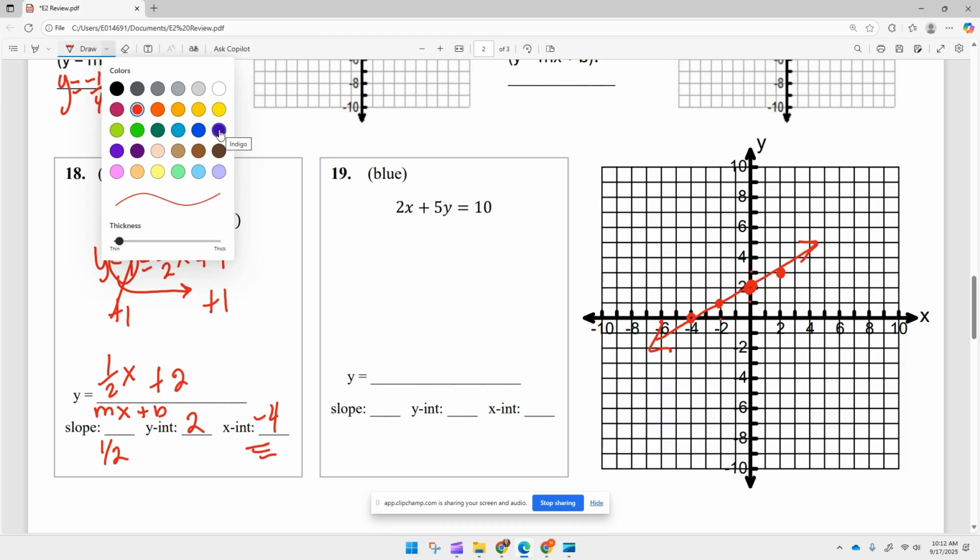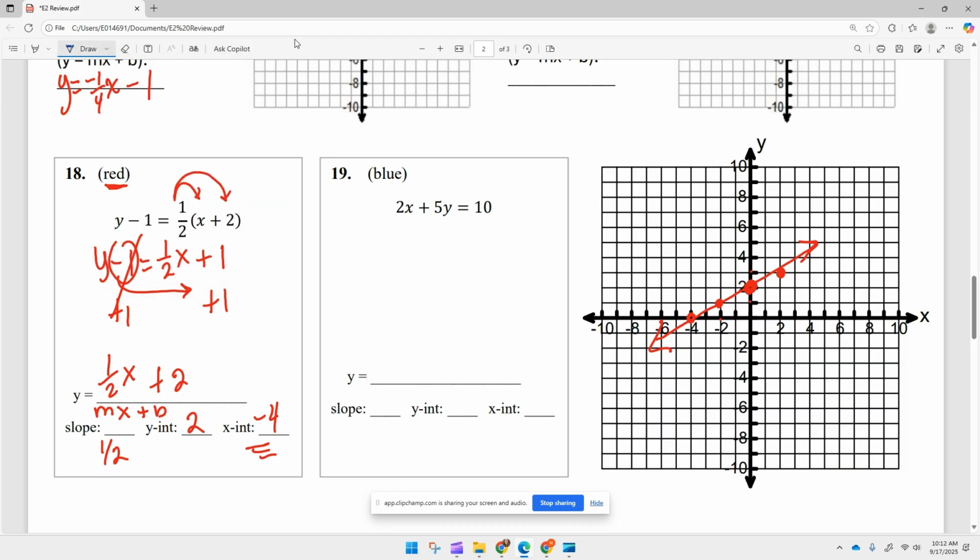Now they want us to do it in blue for the next one. So the next one is in standard form. There's a couple ways that we can handle this. We could do this by finding our x and our y-intercepts. Do you remember that? So I'm going to do that on this one just to remind us that this is also an alternative option to write our slope-intercept form and find our information.